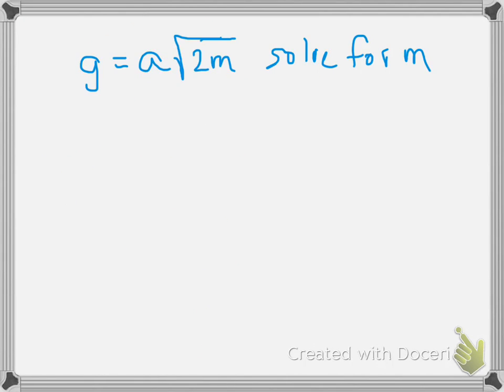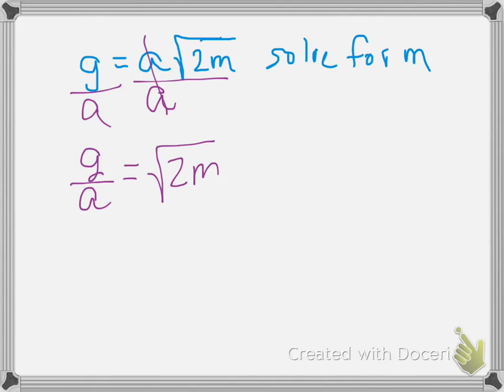Okay, and the next one is what happens if it's not isolated. This example is one where it's not isolated, because if you look at the right hand side of the screen, you can see that there's an a and then there's the radical. So that means that the radical is not isolated. In order to use that little trick of squaring, you have to have that isolated. So I'm going to go ahead and divide by a to get it off of the right hand side, so that now I have g over a equals the square root of 2m.